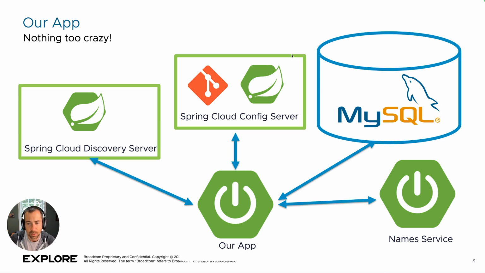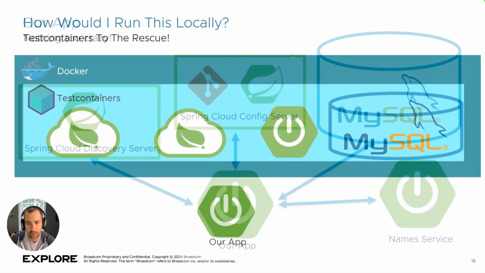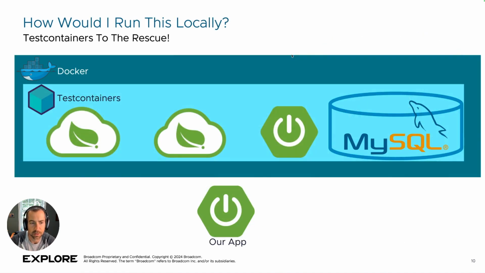If we wanted to build our app and develop it locally, we also need to get these services running. One way that you can go about doing that is using something like Testcontainers. In Spring Boot 3.1, we introduced support for running Testcontainers in development. So we can take a container for each one of the services that we need, spin them up as Testcontainers, and run and develop our application in that fashion.